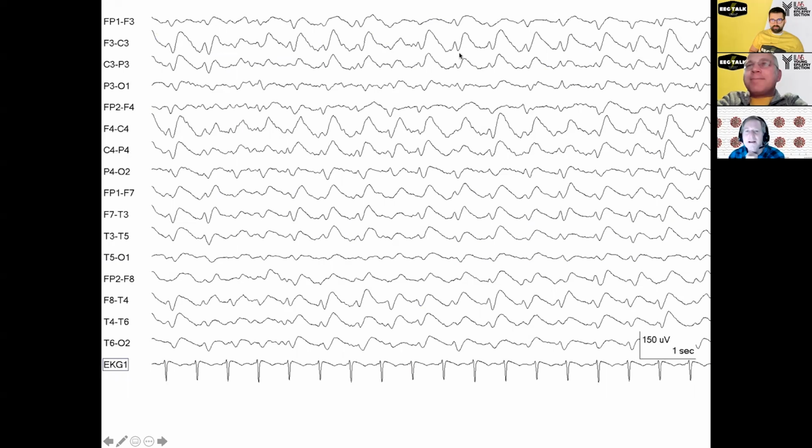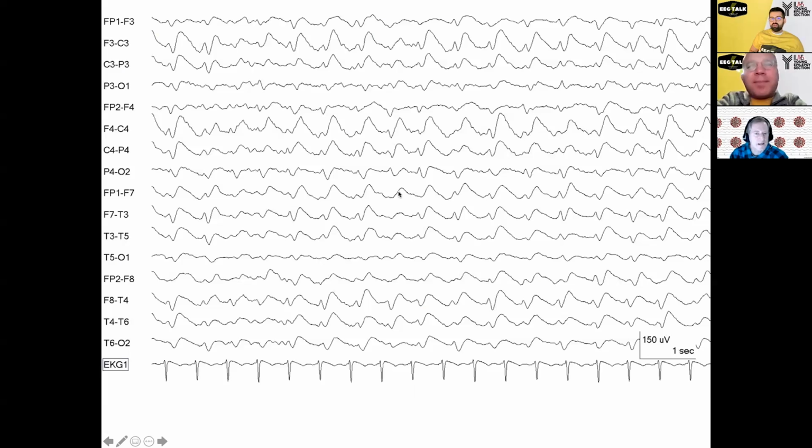So that makes it the second wave. Yeah, or a sharp wave counts also. It doesn't have to be a spike, it can be a sharp wave. So this is a sharpened wave. Generalized sharpened wave. It looks pretty generalized. Yeah, I can't tell you which side is more.